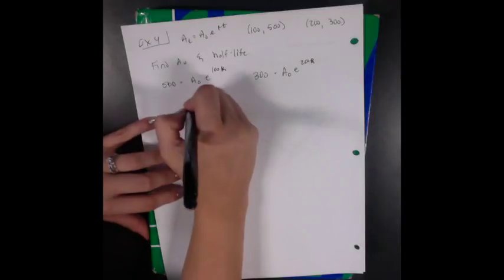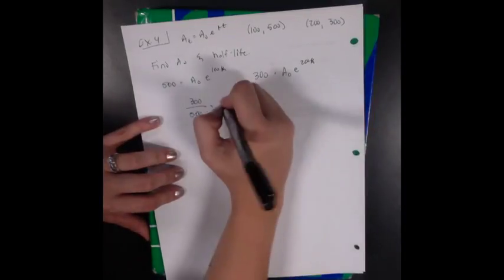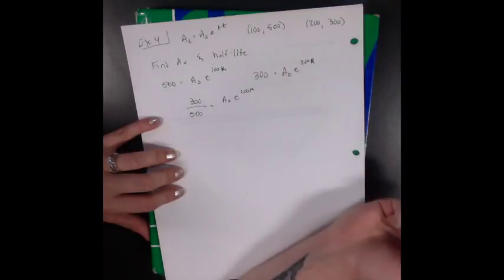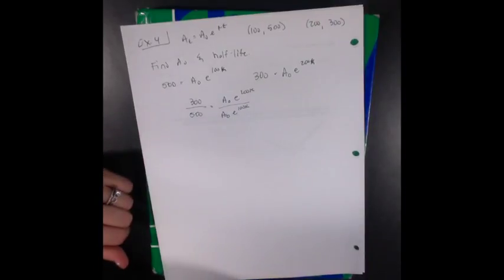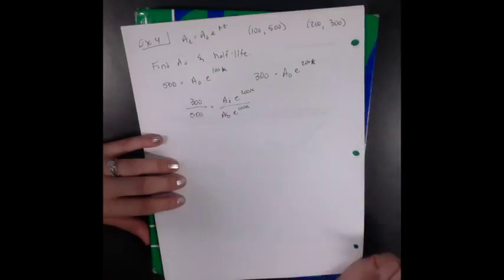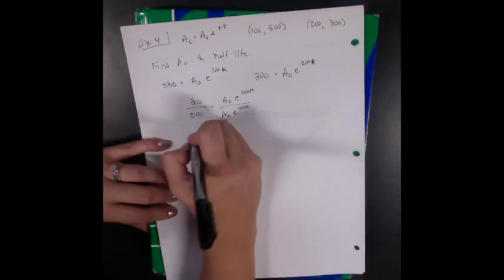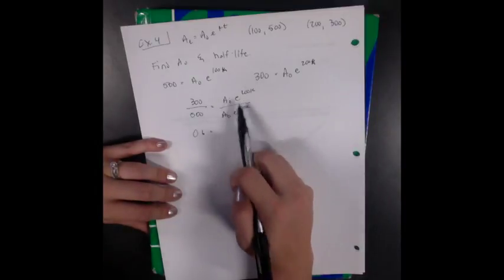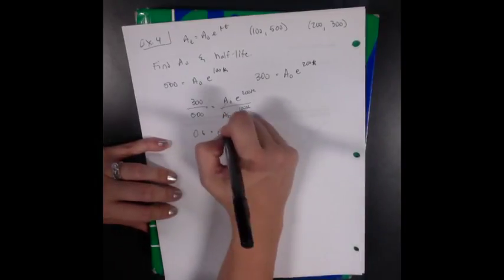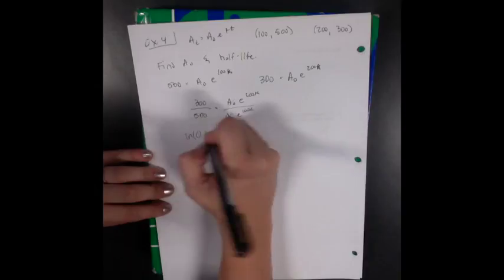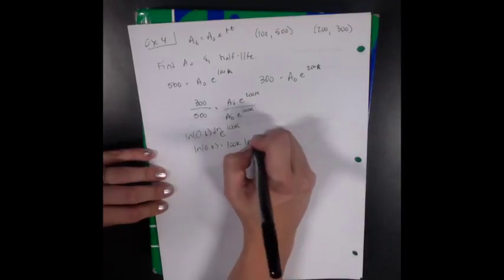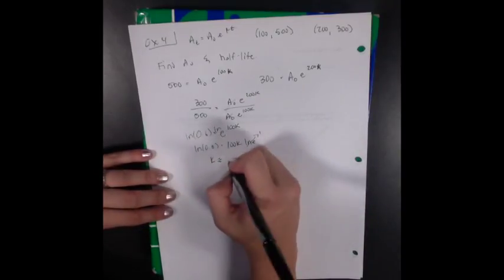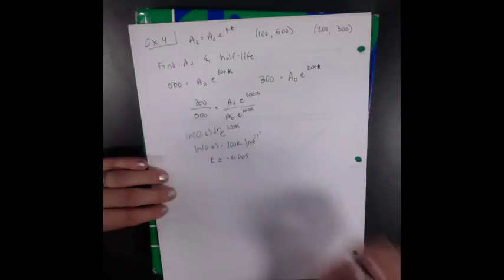Okay, so I'm going to do 300 divided by 500, which is 300 equals a naught e to the 200k over a naught e to the 100k. And my initial value cancels here. 300 divided by 500 gives me 0.6. And if I have two things of the same base being divided, I subtract their powers, leaving me with e to the 100k. So I'm going to solve for k. Take the natural log of both sides, leaving me with the natural log of 0.6 equals 100k, natural log of e, which is 1. So k is approximately negative 0.005.